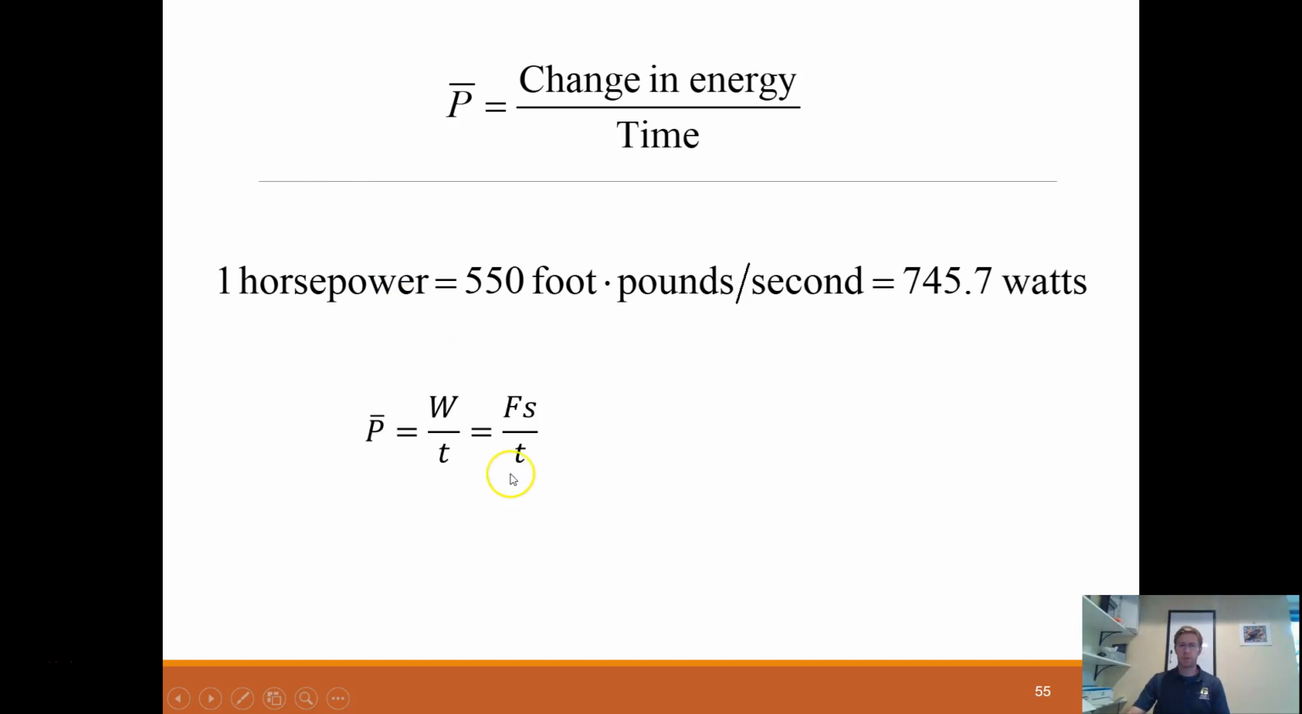Another cool thing to observe, so power, again, is work over time. Work is force times displacement, right? So you have force times displacement over time. Distance over time is just velocity, average velocity. So power can also be represented as a force multiplied by an average velocity if you're looking at the amount of power of something as force is being applied to it and it's moving.